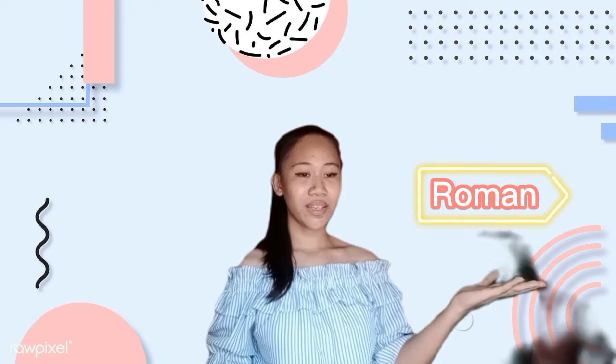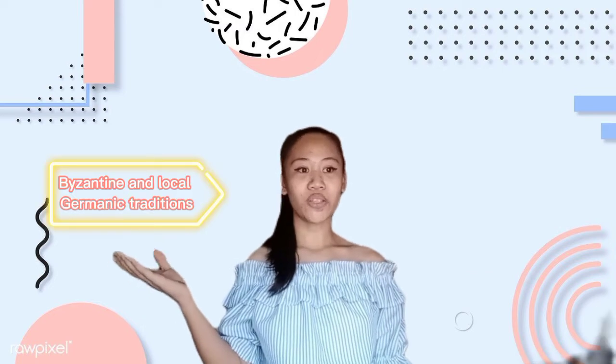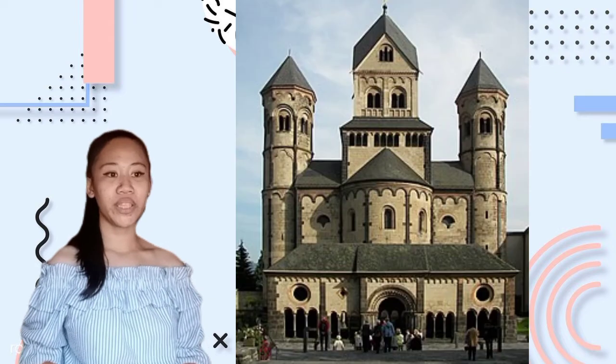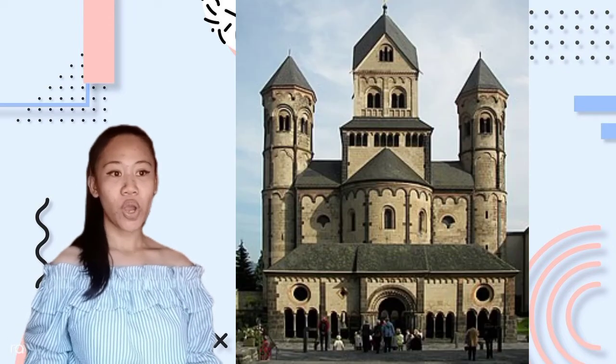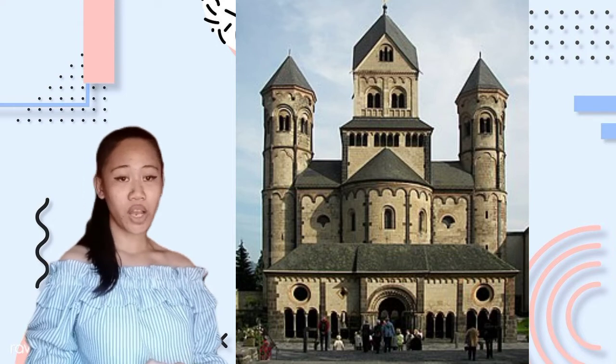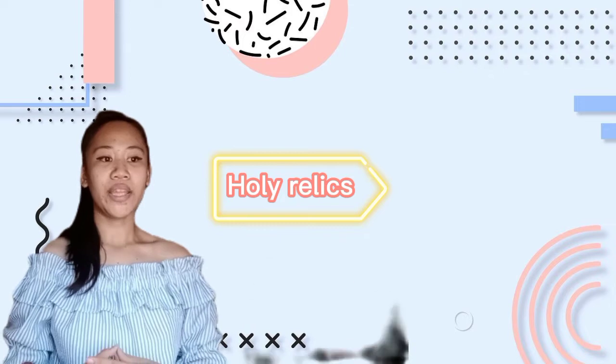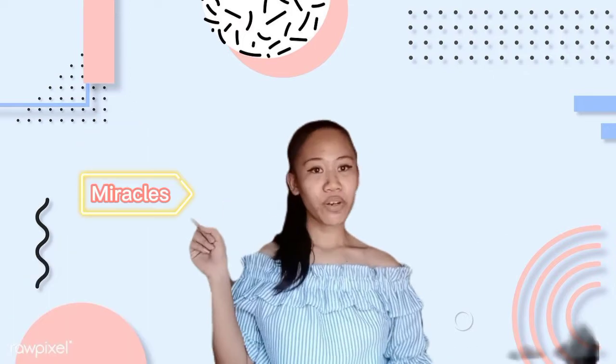This was the fusion of the Roman, Carolingian, Ottonian, Byzantine, and local Germanic traditions. Church buildings, arts, and sculptures were all used for the purpose of spreading the Christian gospel. People believed that holy relics had the power to do miracles.